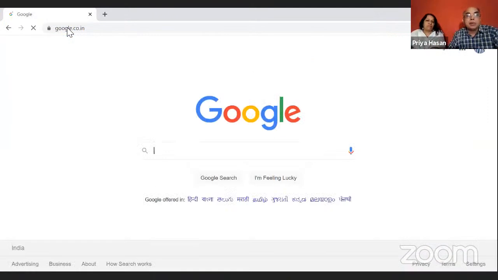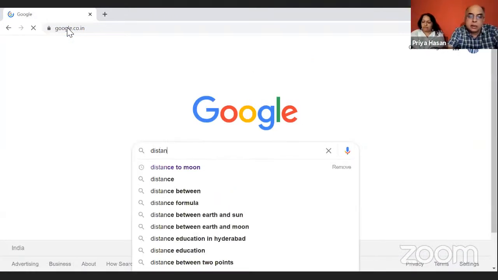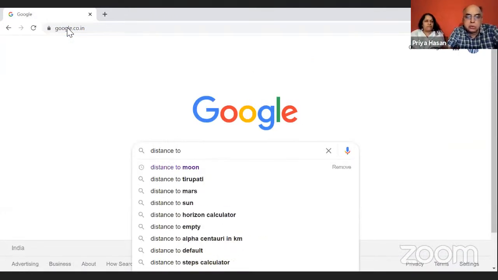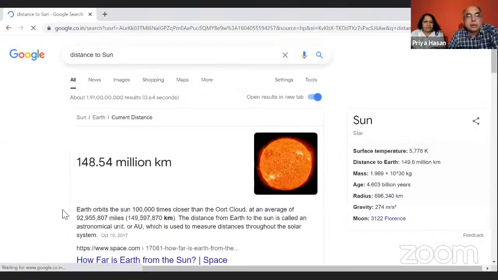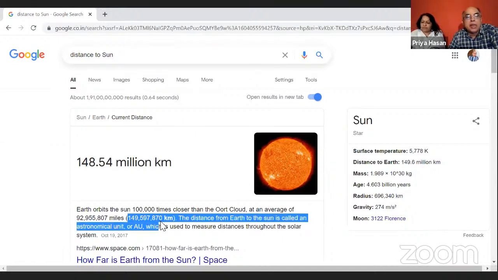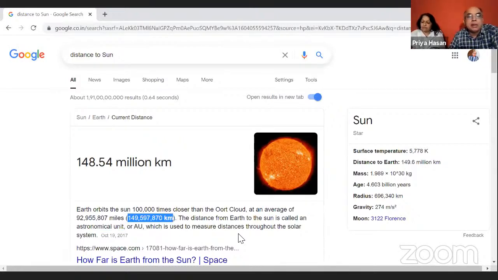and I say distance to sun, and there it is. See, 148.54 million kilometers. But if you see below, can you see the screen? 149,579, so many kilometers. Right?